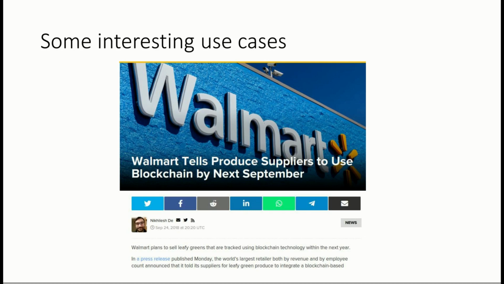Now, some 13 years later, Walmart is making exactly the same move, but this time with blockchain. Will history end up repeating itself? We don't know, but it certainly is something to keep an eye on.